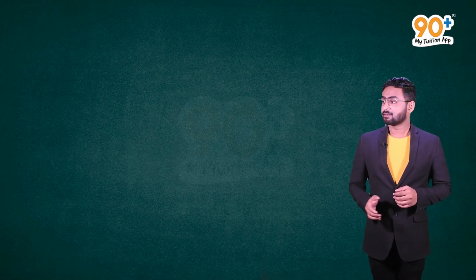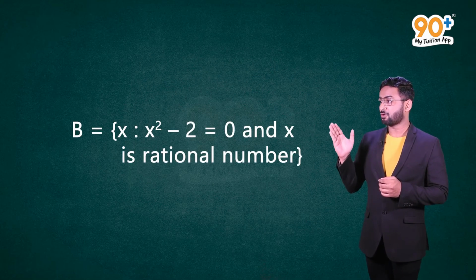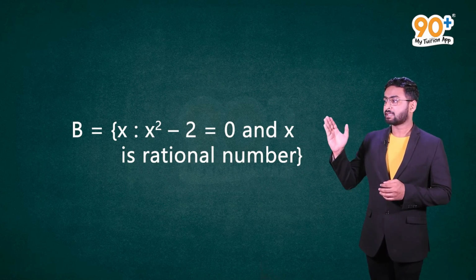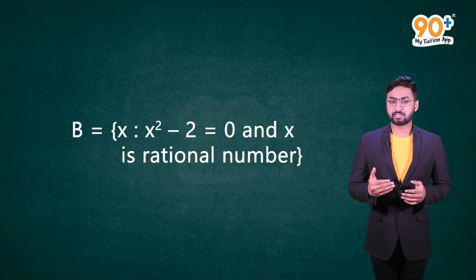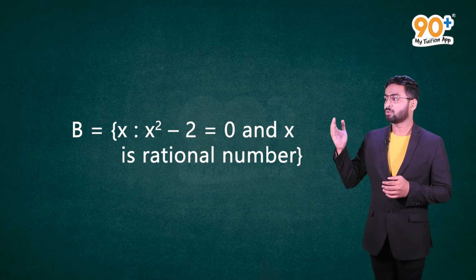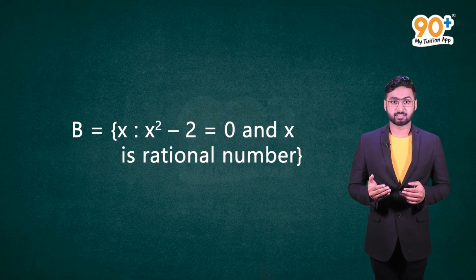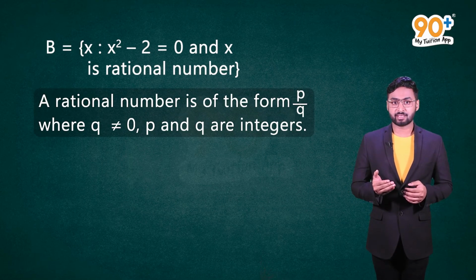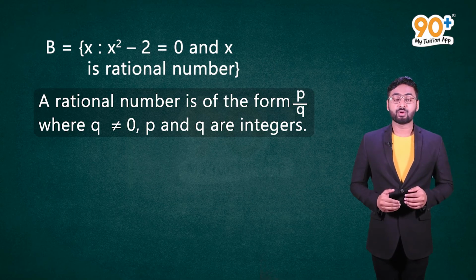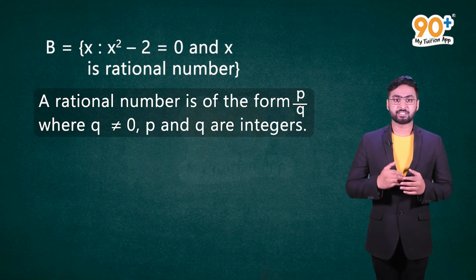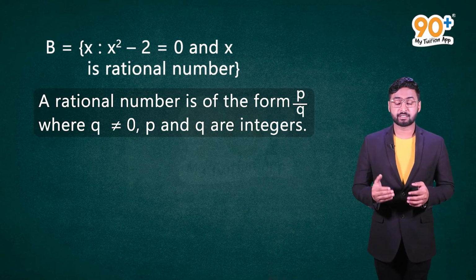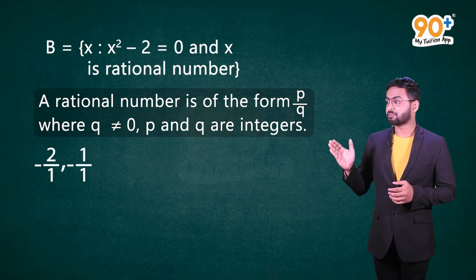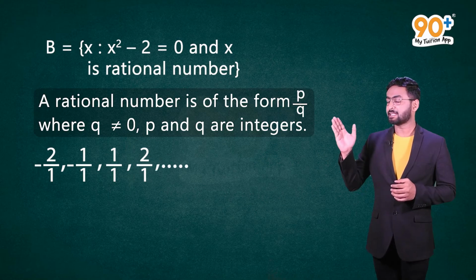Our next set is B equal to the set of all x such that x square minus 2 equal to 0 and x is a rational number. Here it's given that x square minus 2 equal to 0 and x is a rational number. What is a rational number? A rational number is of the form p by q, where q not equal to 0 and both p and q are integers. Any integer can be represented in the form of a rational number, like minus 2 by 1, minus 1 by 1, 1 by 1, 2 by 1, etc.